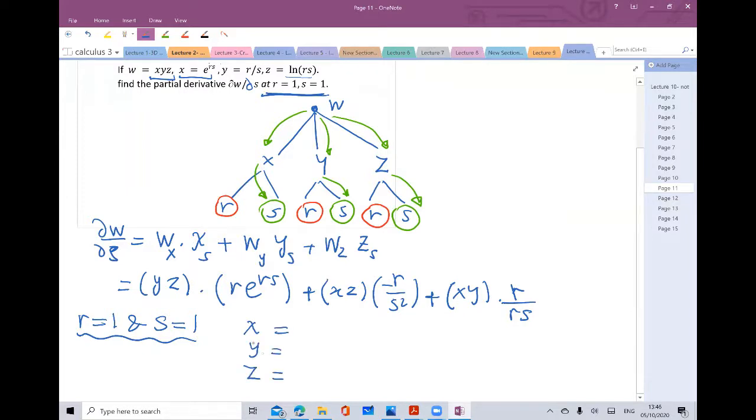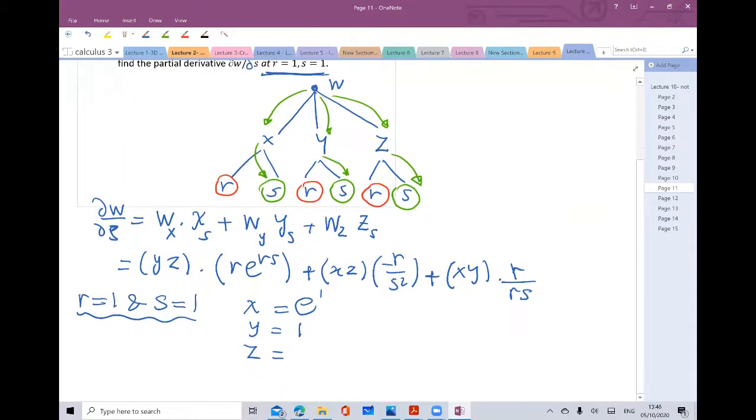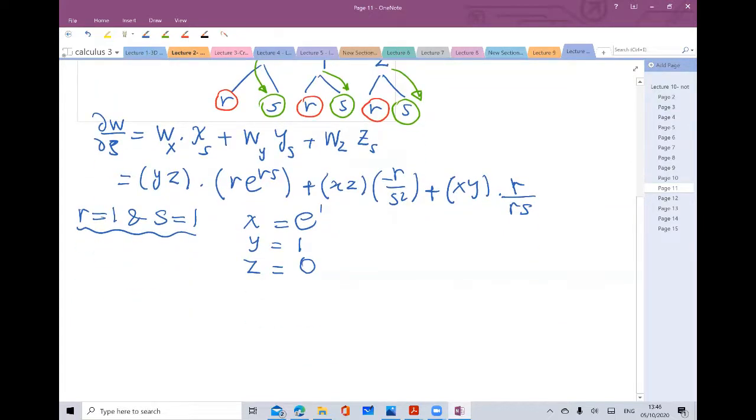Then substitute. X here is exponential, so I have e to the power 1. Y here is R over S, so 1 over 1. Z here is ln 1, so ln 1 is 0. Now I have my values. It would be simple now to substitute.